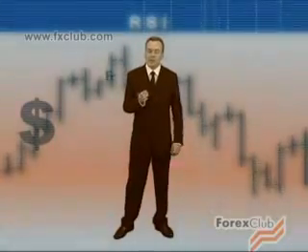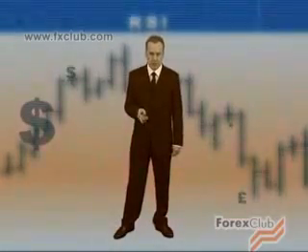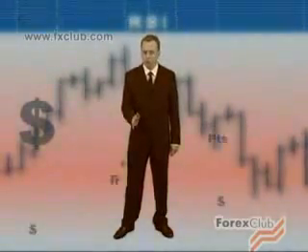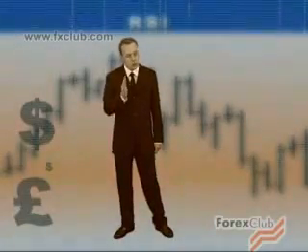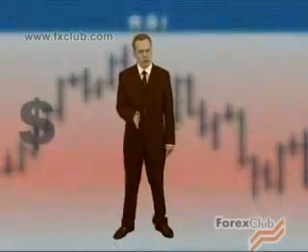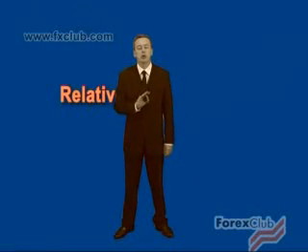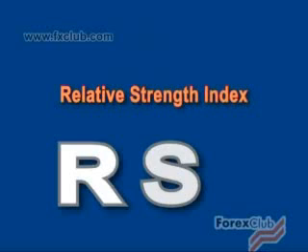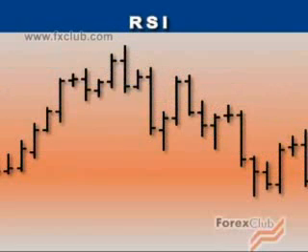To eliminate the disadvantages of this oscillator, it's necessary to smooth the volatility and set strict borders on fluctuations. With this in mind, J. Wells Wilder developed a new oscillator. It's called Relative Strength Index, or simply RSI. We're going to examine its basic features now.